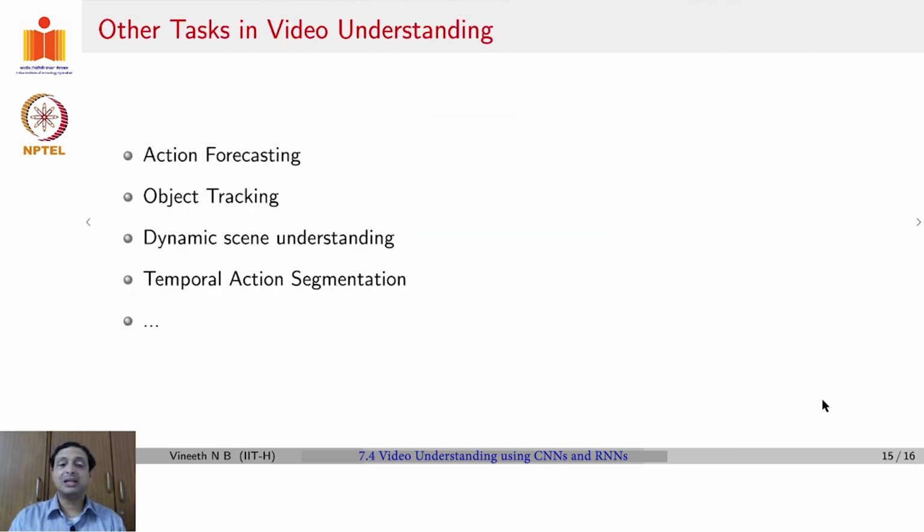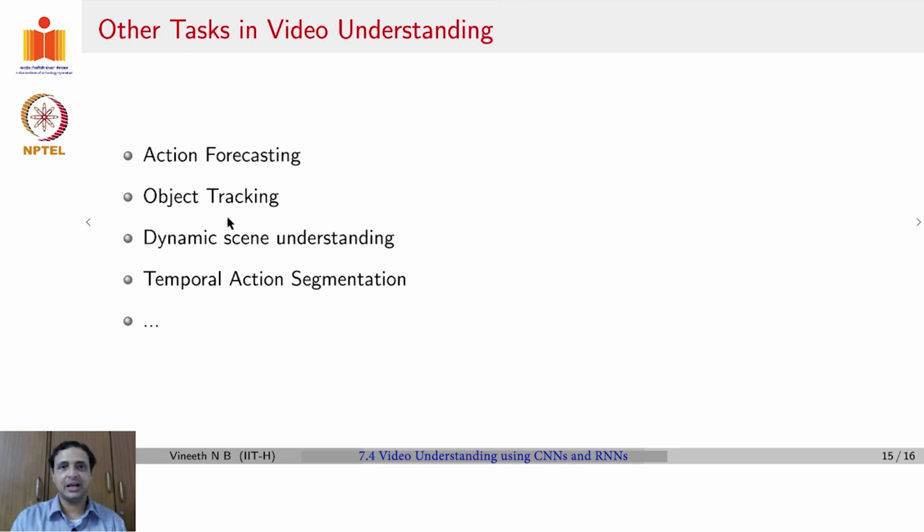There are more problems that can be solved for video understanding. Action forecasting. So if you had a sports video and you see a particular sequence of events so far, what would happen next? For example, if you had a water polo game and you had a sequence of moves that you've seen so far, where will the person pass the ball to next? Or in basketball, for instance. Object tracking is another important video understanding task.